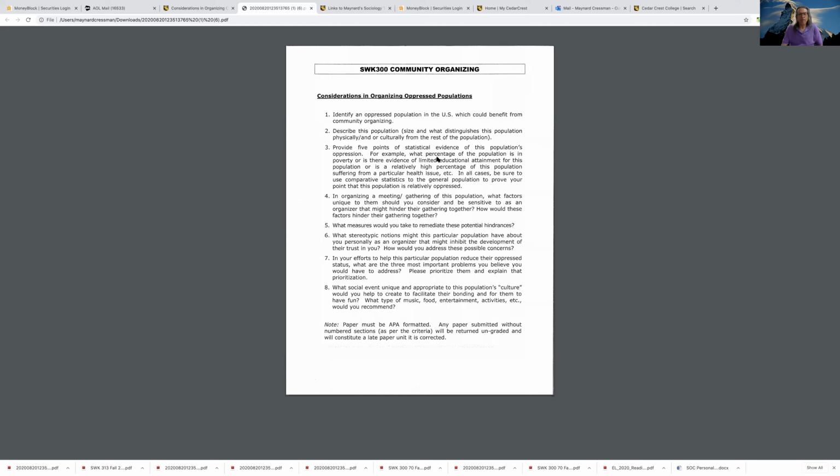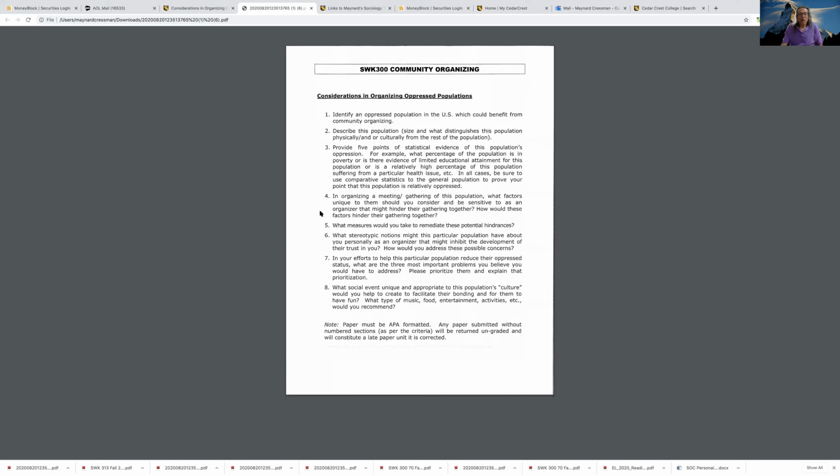Now, again, I want 5 different points. So you can't give me 5 different points about health. Health is 1 point. Poverty would be another point. Level of formal education achieved might be another point. Certain rights denied that are available to other Americans might be another point. So you can't just give me 5 points on health. That is just 1 point. Everybody got it? This is great, because I'll just assume you do.